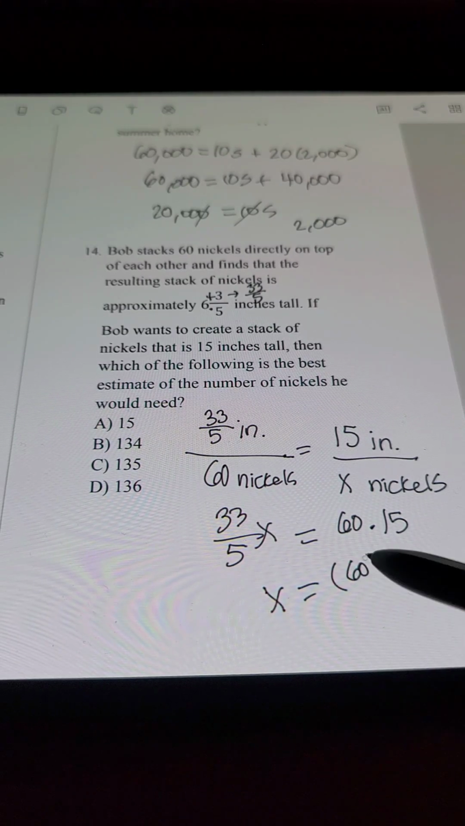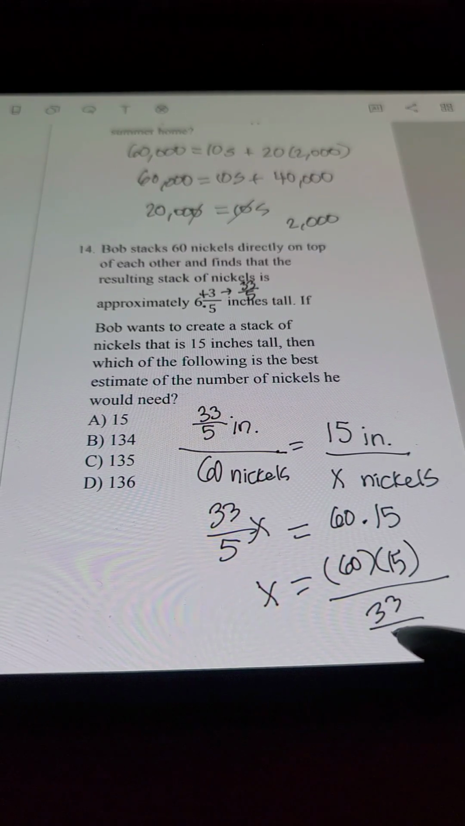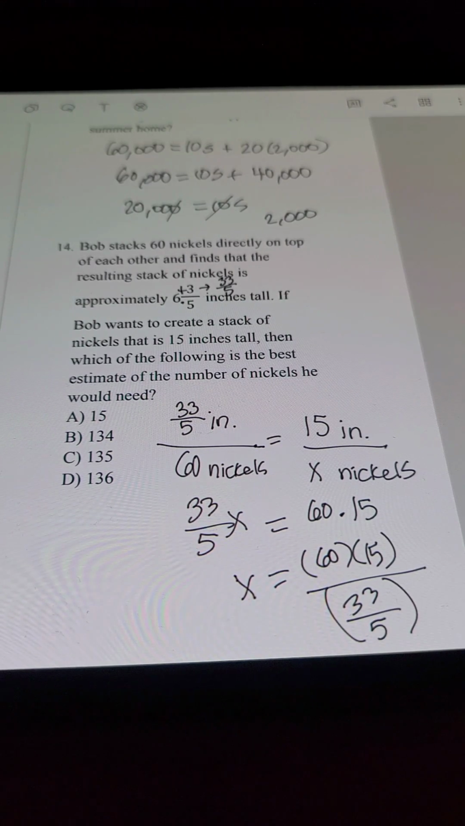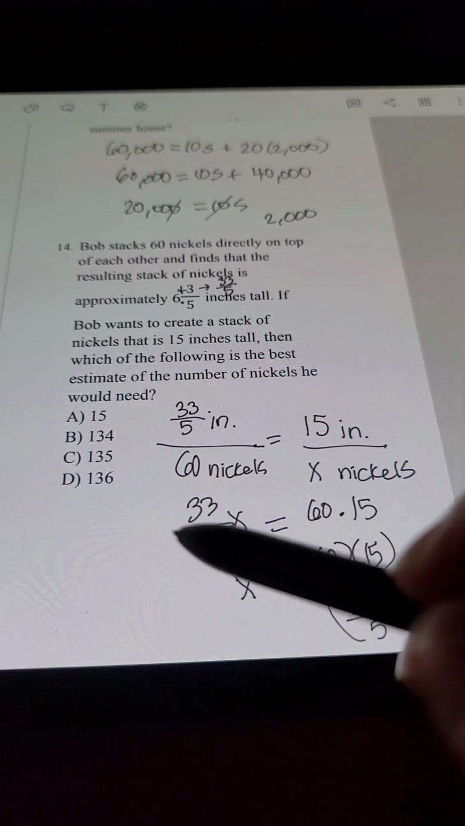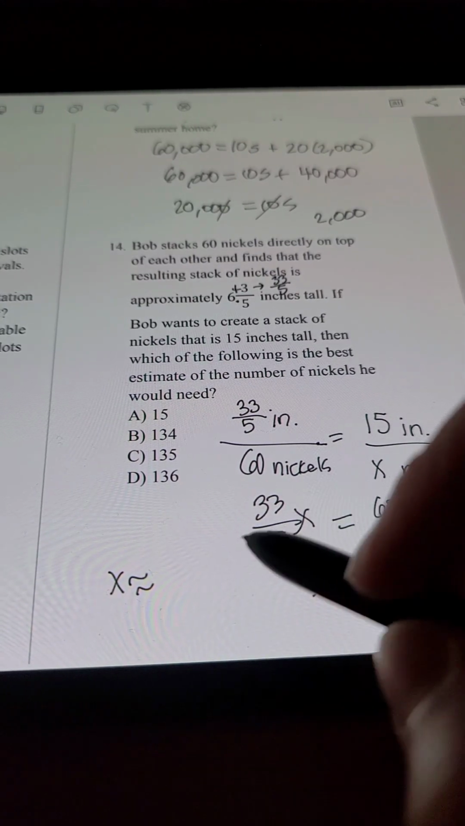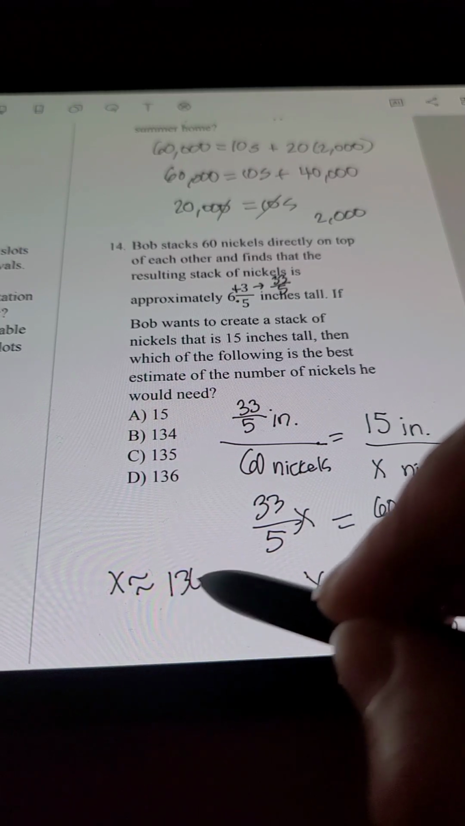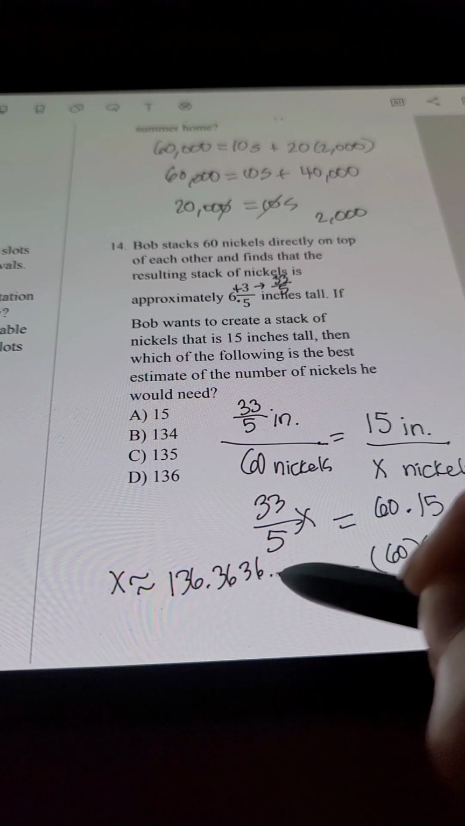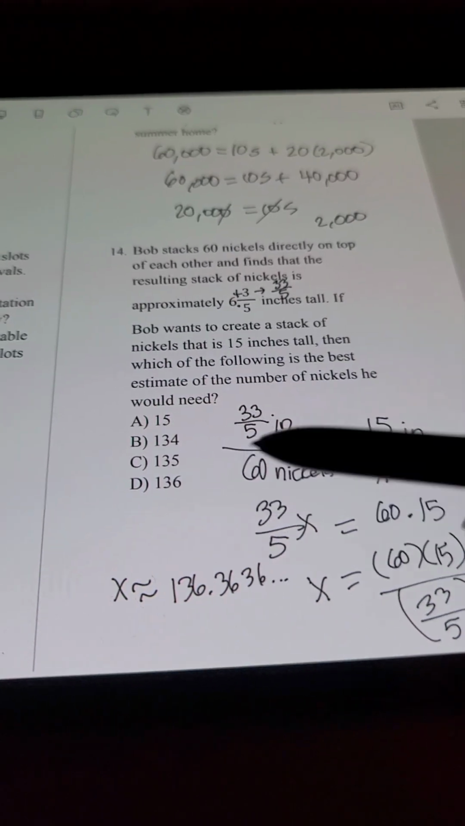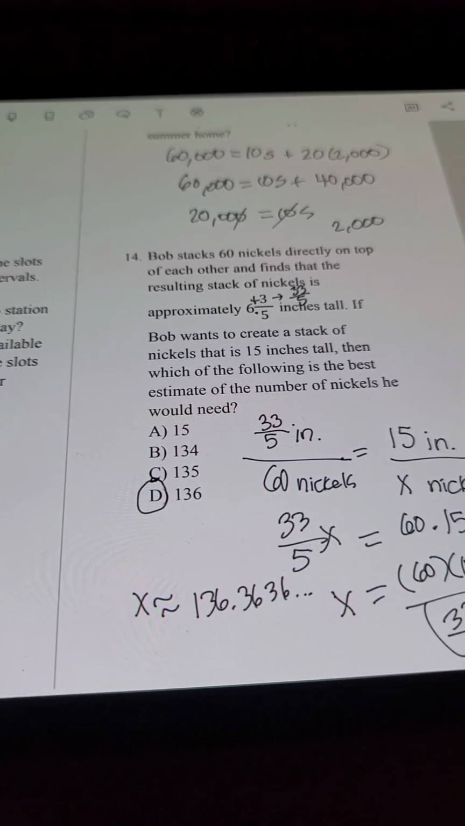So now I just need to do 60 times 15 divided by 33/5. So let's write that out nicely. Divided by 33/5. And that'll give me what x is. So when you do that, you're going to get that x is equal to a long decimal, 136.3636 and so on. So we want to know what's the best estimate. What is this closest to? That would be D, 136.